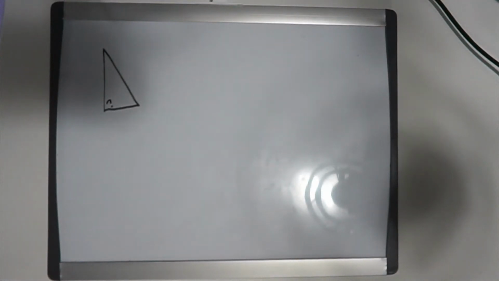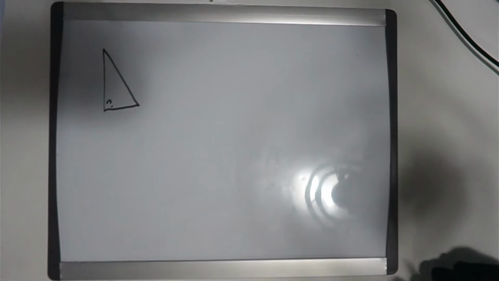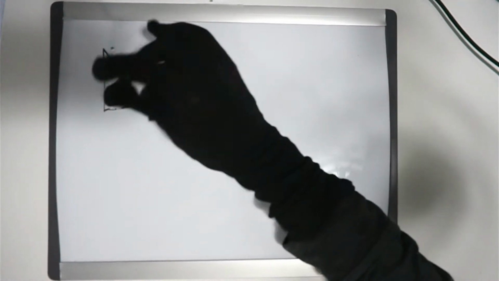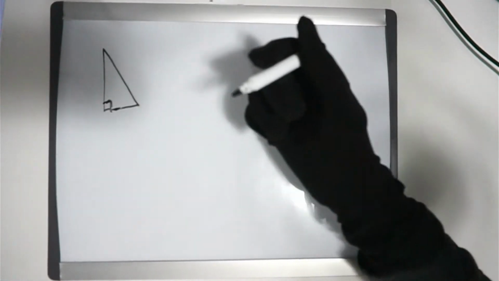So today we are going to be seeing how to easily remember which operation to use in trigonometry to find the angle required for the triangle. So right here I have a right angle triangle, because I said so, and there's a square there.